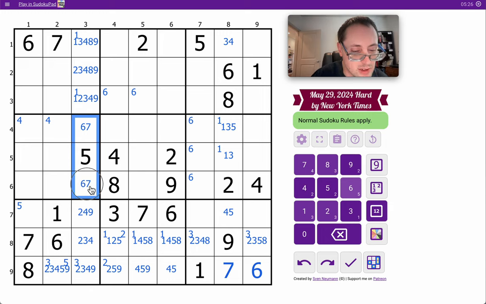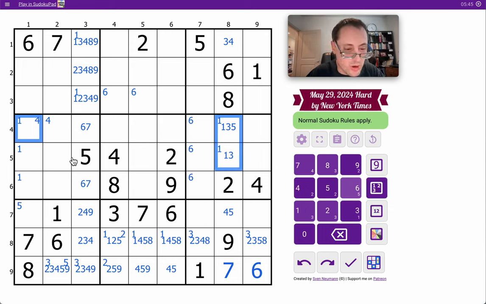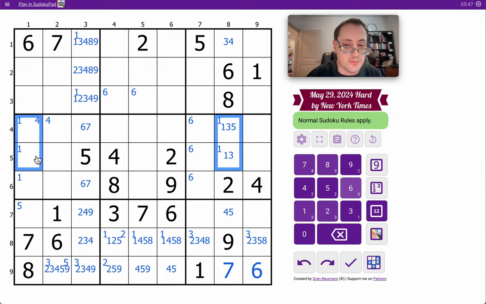6, 7, 6, 7. So 6, 7 have to appear in those cells there. Neither of these can be 1 because of a pair. These can't be 1 by box. This can't be 1 by the one in row 2 looking left. So 1's here. 1's there. That puts a 1 in one of those 3, but this is likely not 1 because I probably have an X-wing on 1's in rows 4 and 5 and columns 1 and 8.